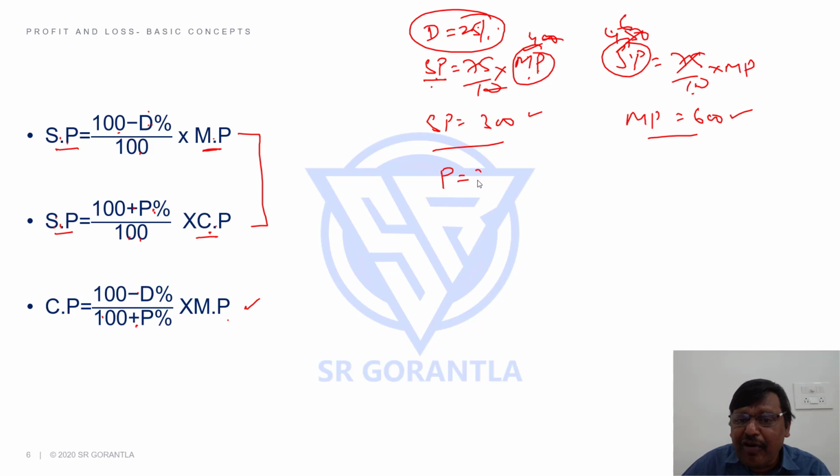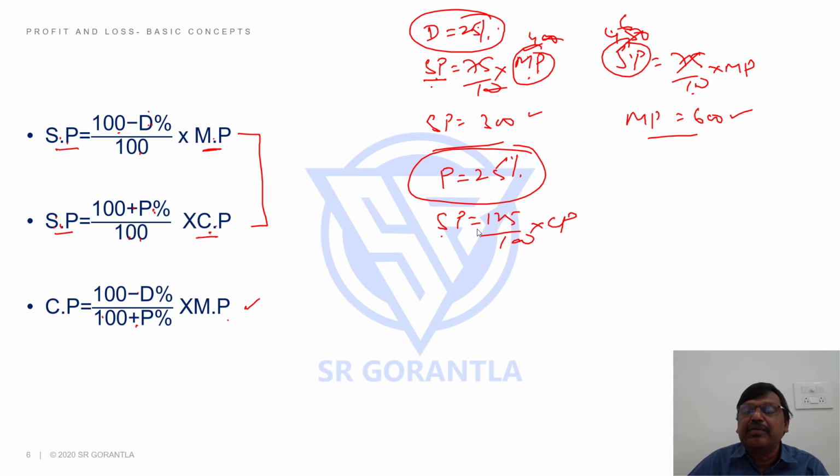Suppose I say there is a profit of 25%, profit is always on cost price. I'm selling the article at 25% more. My selling price is 125% of cost price. If you know selling price, you can find cost price. If you know cost price, you can find selling price. Suppose I say cost price is 400, what happens? 100 gets cancelled, 125 fours, 500 I'll get.